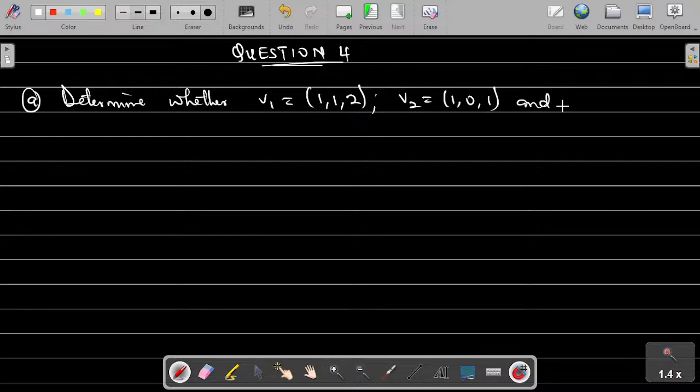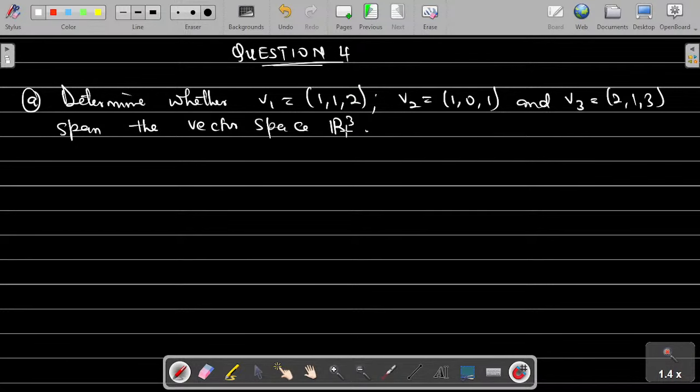Okay, so we have v1, v2 and v3. Our v3 is equal to 2, 1 and 3. So determine whether these three vectors span the vector space R3. Whether they span R3, that's what the question is saying.